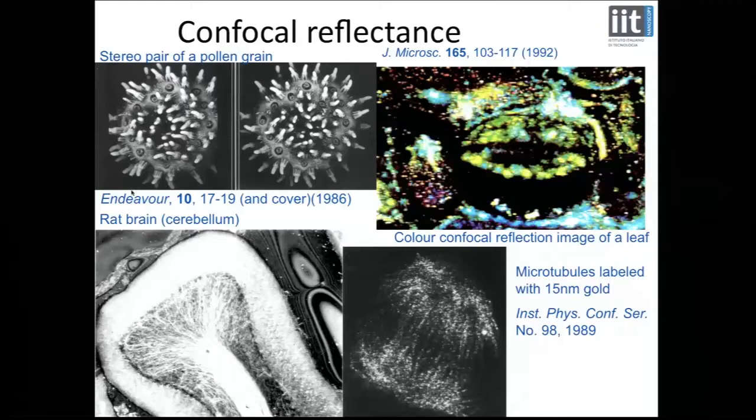A lot of the work we did when I was in Oxford was in confocal reflectance, not fluorescence. Part of the reason for that was that it's much cheaper because you don't need much of a laser. Whereas for confocal fluorescence, remember, this was before the days of air-cooled argon lasers. So you had to have a water-cooled laser if you had an argon laser in those days.